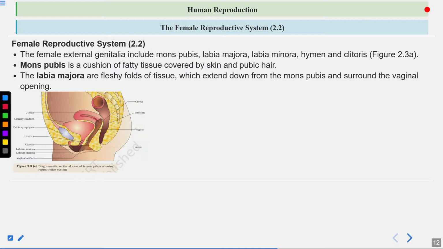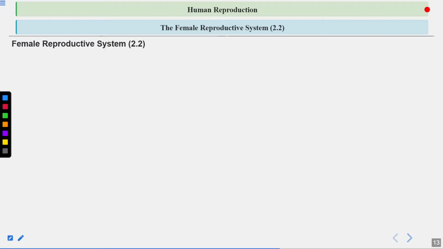Here again you can see different parts of the female reproductive system. Here they have shown you labia majora and labia minora. Clitoris they have shown you. Now labia minora are paired folds of skin under the labia majora. So labia majora were under the mons pubis, and labia minora are paired folds of tissue under the labia majora.